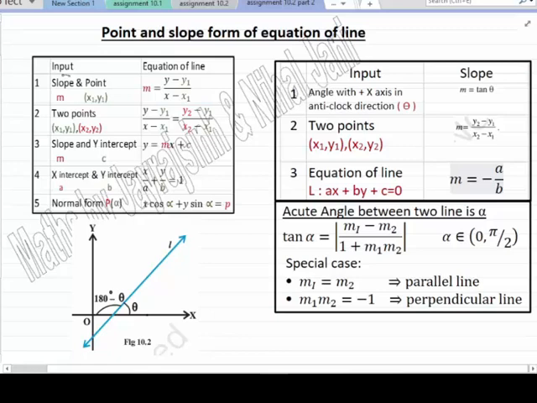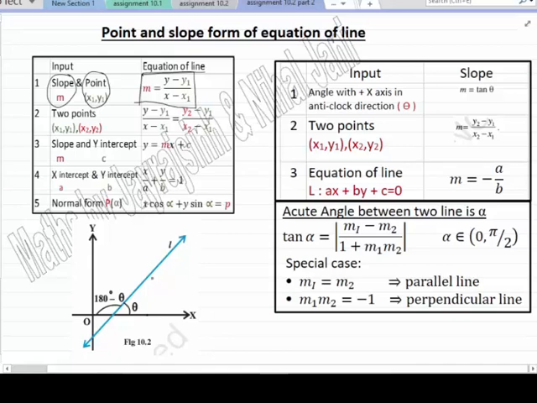If we know the slope of the line and a point on the line, we can use m is equal to y minus y1 upon x minus x1 to find the equation of the line. Before we go for some examples, we should recall the properties of slope. So let's start with the definition of slope.